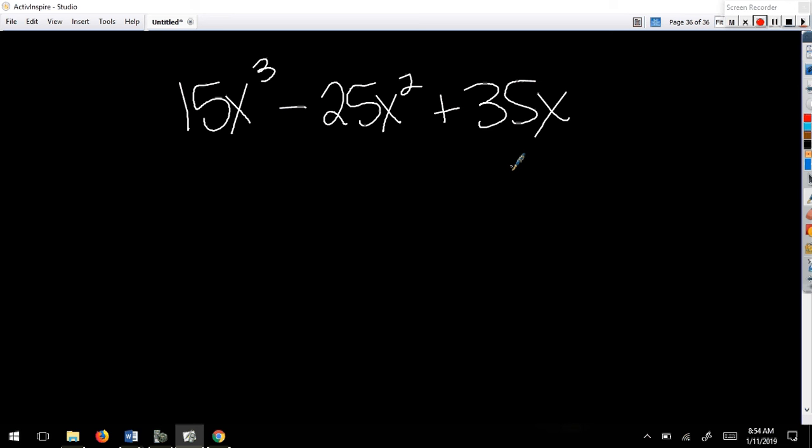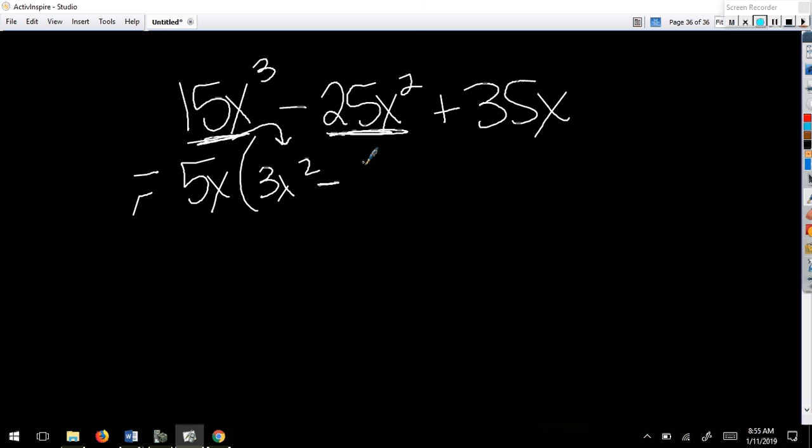It's 5x, because they also all have an x. I'll write it under this. Maybe it'll be a little easier for you to see if I write it under. So it's 5x. What's left of this term? 3x squared minus 5x. And now this one I would need a 7 when I divide it. So you're just dividing. That's all you're really doing: dividing the coefficients and taking away the number of x's that you took out.